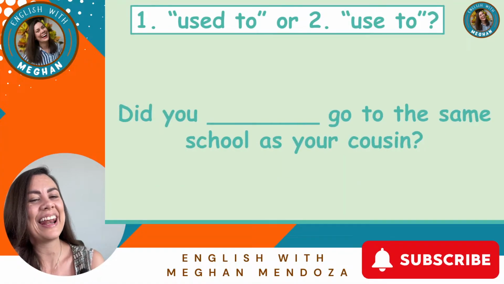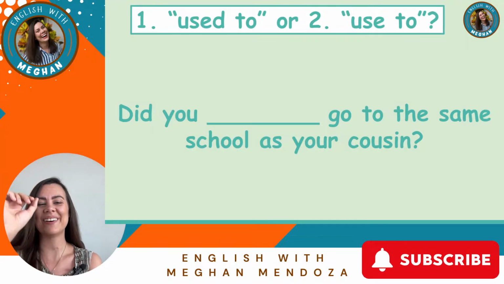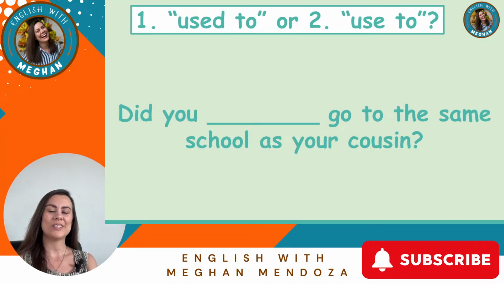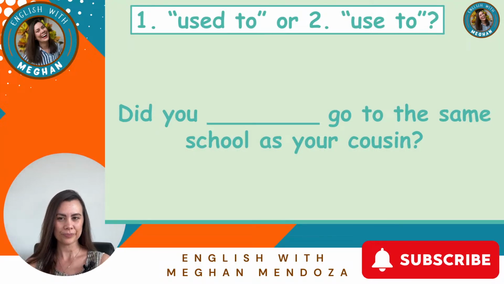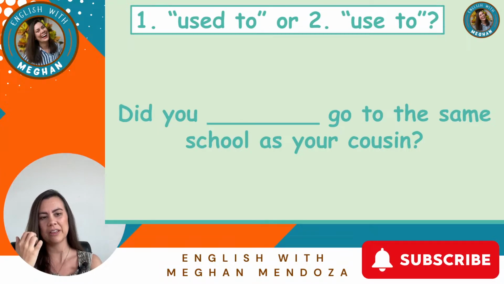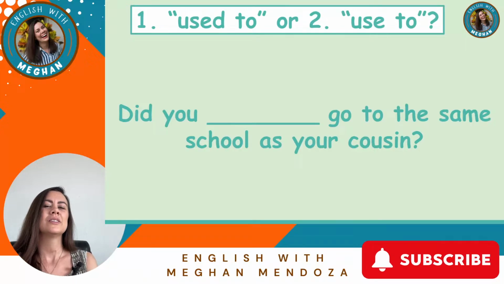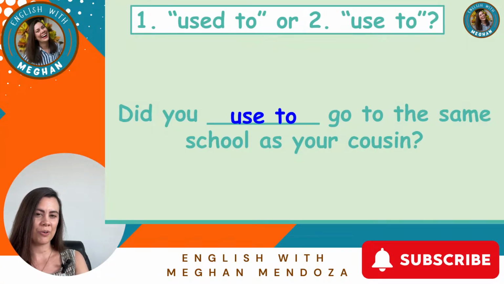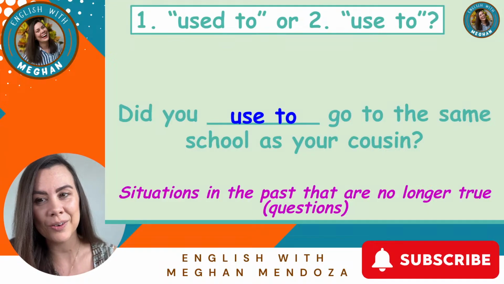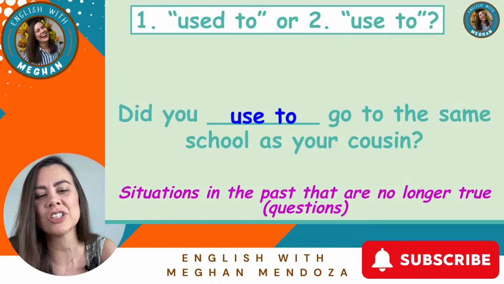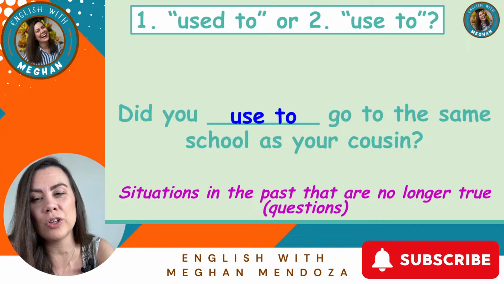Okay. Next one. What do we have here? Is it 1 or 2? By the end of this class, knowing these things will be super easy for you. Okay? Did you... 3, 2, 1. The answer is used to. Again, number 2, you should have your reason why. What I'm going to tell you here, situations in the past, again, that are no longer true.